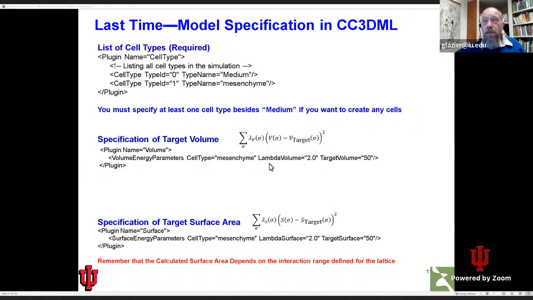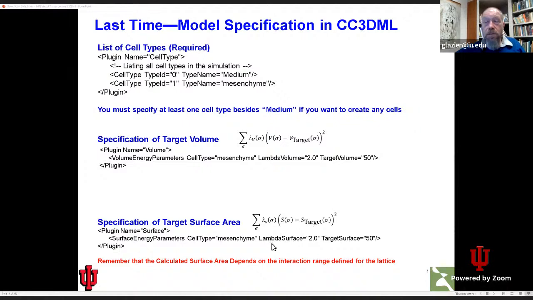If we are trying to do something like specifying target volume or volume constraint, our equation, lambda volume times V actual minus V target, if I look at the plugin, I have volume here. I have to say what kind of cell this applies to. Lambda volume here from the equation, target volume here from the equation. And so there's a pretty direct mapping from the equation to declaration in markup language.